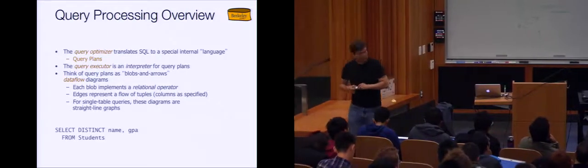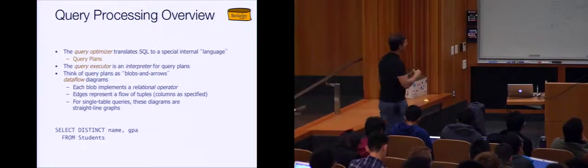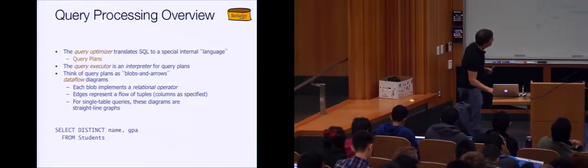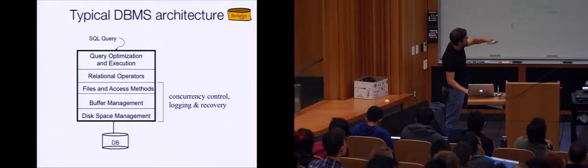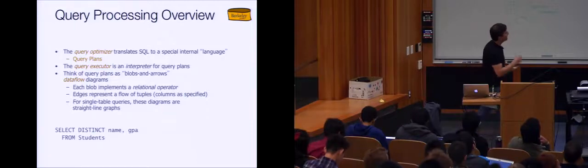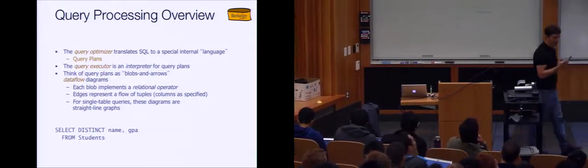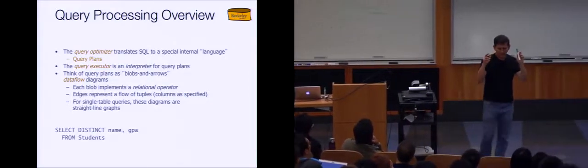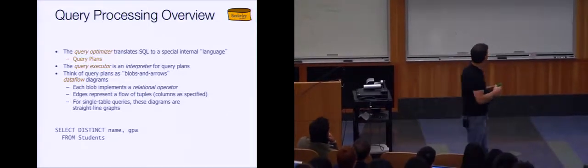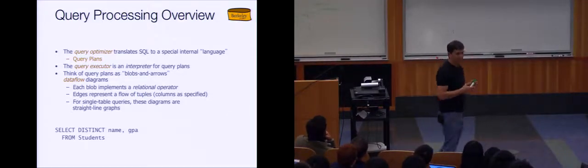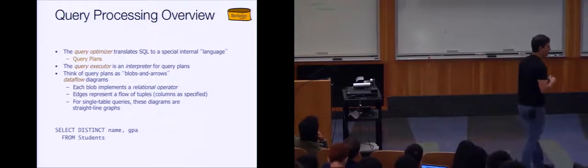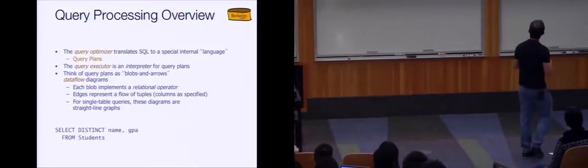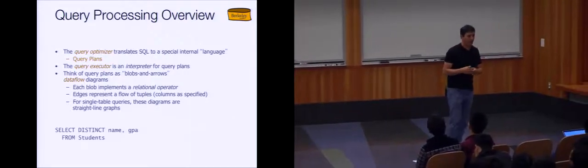So here's the deal. Let's talk through the top pieces, really just the top box of that big rectangle. The query optimizer translates SQL to a special internal language. I called it bytecodes, but that's a sort of Java analogy. They're query plans is what we call them in database land. And the query executor is, if you like, an interpreter for query plans.